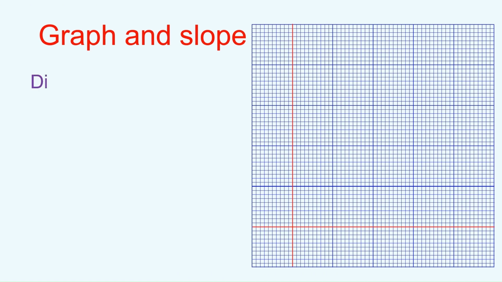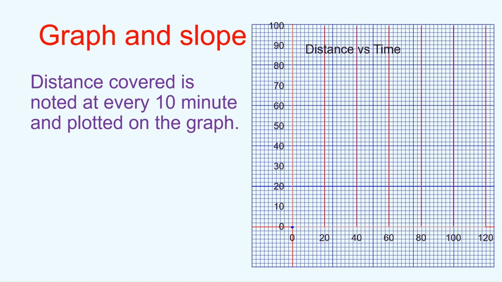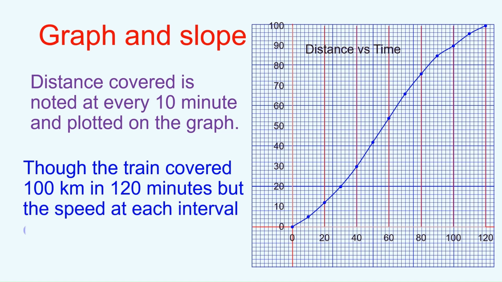Distance covered is noted at every 10 minutes and plotted on the graph. Though the train covered 100 kilometers in 120 minutes, the average speed at each interval of 10 minutes is different.